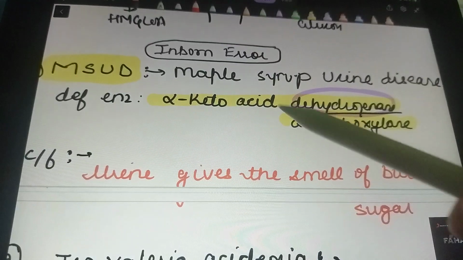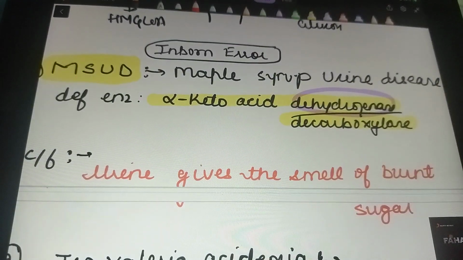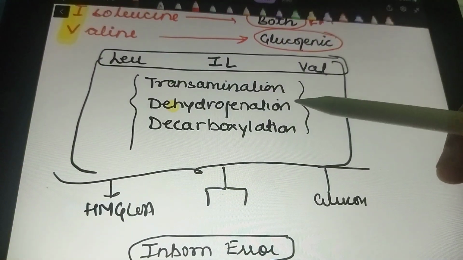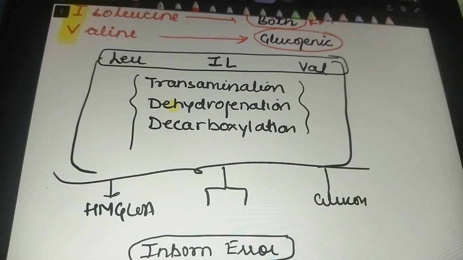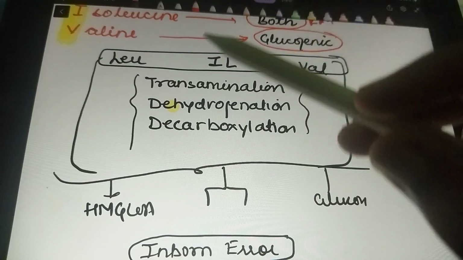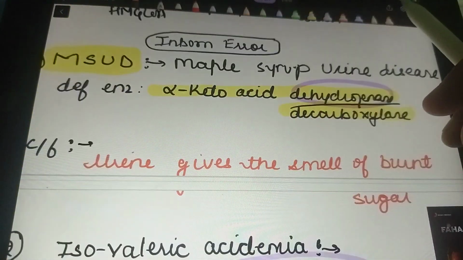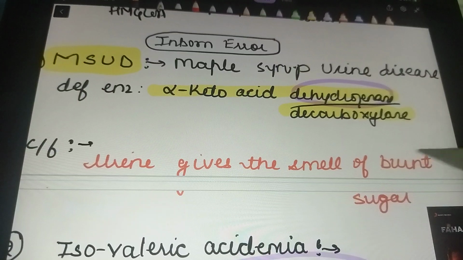Here, the alpha keto acid dehydrogenase or decarboxylase enzymes, for dehydrogenation and decarboxylation, are deficient. That leads to excess formation of these amino acids in the body. Thereby, you will get a burned sugar smell in the urine. That's what maple syrup is, that's what the name is, a maple syrup-like odor.